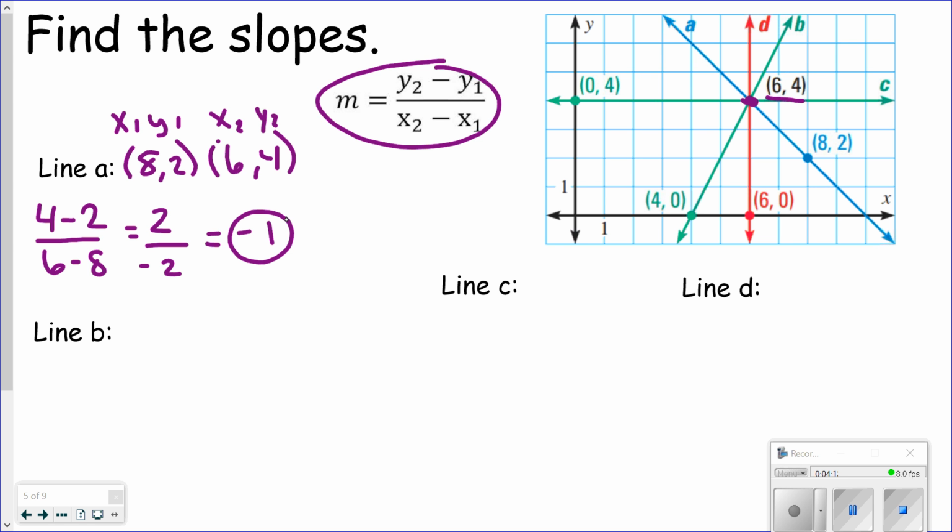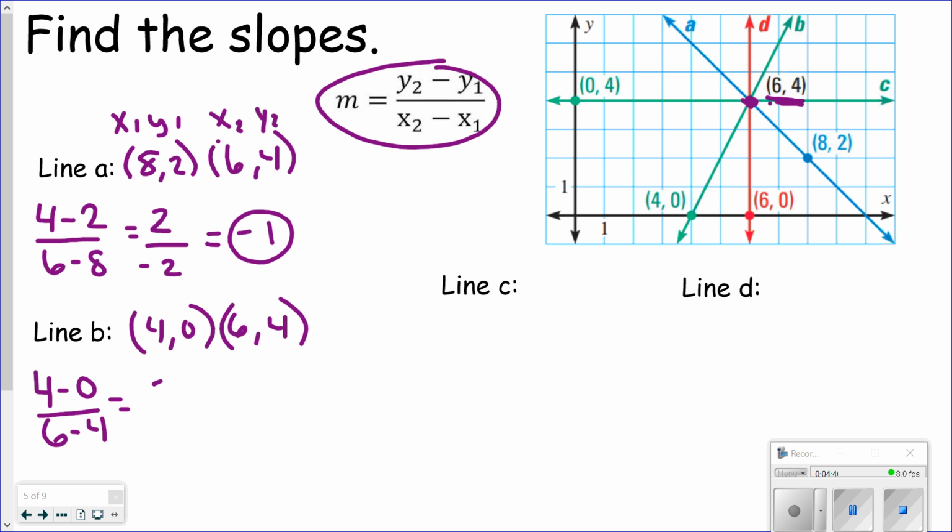Let's try this again. Let's go to line B. Line B is the green line here. So a green coordinate I see is 4, 0. And once again, we're going to use 6, 4 because that point is on the green line. So 6, 4. So plugging this into my slope formula, I'm going to have 4 minus 0 over 6 minus 4. That will simplify to 4 divided by 2, which is +2.